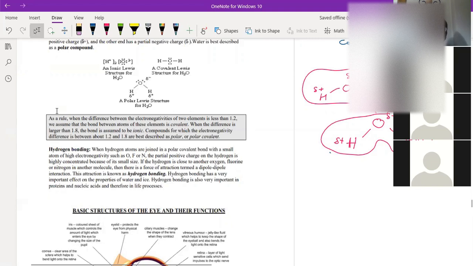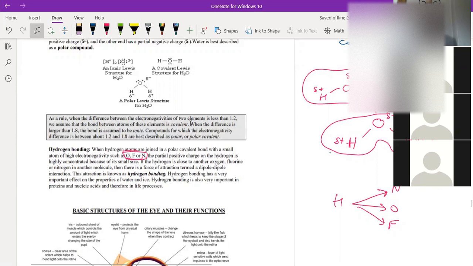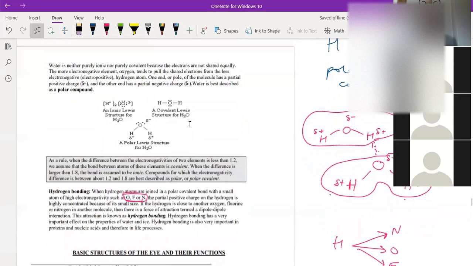So this is a special type of bond, and it's only formed when you have oxygen, fluorine, and nitrogen, these ones. Okay. It should be present before it can form hydrogen bond. So hydrogen should have nitrogen, oxygen, or fluorine before you can have hydrogen bond in there, which is a special type of bond. Okay. Right. So this should be enough of the bonding for today.